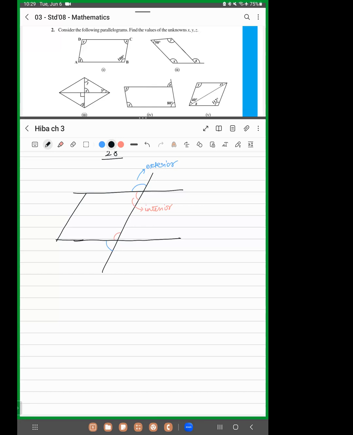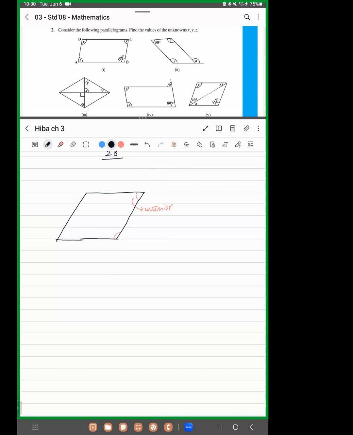Yeah, but will figures come like this? Okay, Hiba, one sec. This is your parallelogram, and these are your interior angles on the same side of the transversal. This is a normal parallelogram, na? Yeah, but we would say they are adjacent angles. They are adjacent angles in the parallelogram, but they are also interior angles on the same side of the transversal.